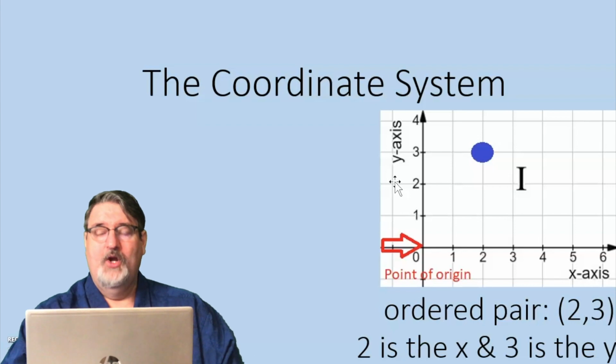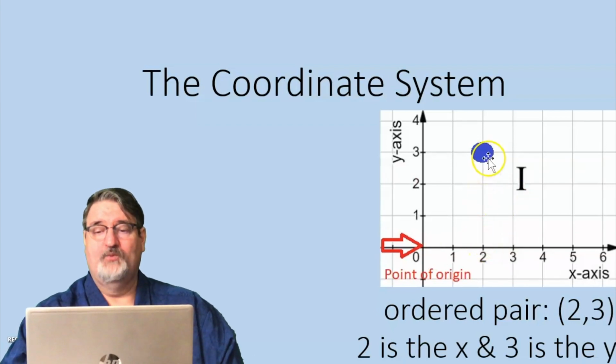And then finally, when you plot that, it's written in parentheses. So we have this one written as parentheses 2, 3, and you close the parentheses. And that's how we do plotting ordered pairs on a coordinate plane.